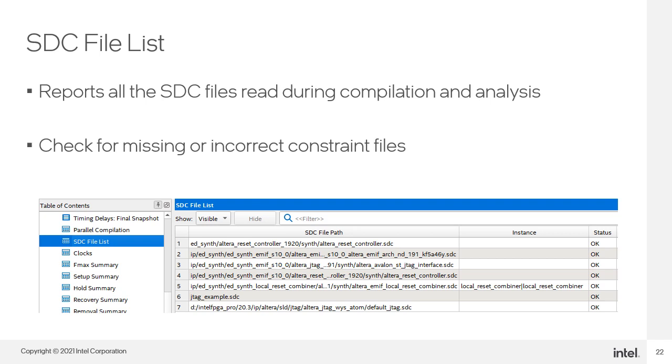The SDC File List reports all the SDC files that the fitter has read in. This report is a sanity check to make sure the SDC was used. If the SDC files are not listed here, then you can investigate why a particular file was excluded from the process.